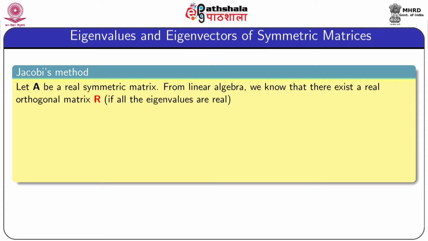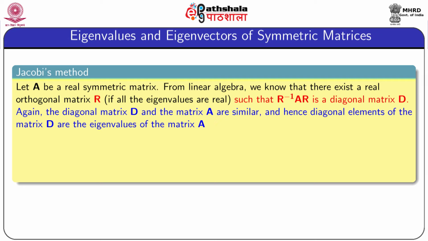Here we assume that A is a real symmetric matrix, and from linear algebra we know that there exists a real orthogonal matrix R, provided all the eigenvalues are real. Then R inverse AR is a diagonal matrix D. Again, the diagonal matrix D and the matrix A are similar, and hence the diagonal elements of the matrix D are the eigenvalues of the matrix A, and the column vectors of R are the eigenvectors of the matrix A.